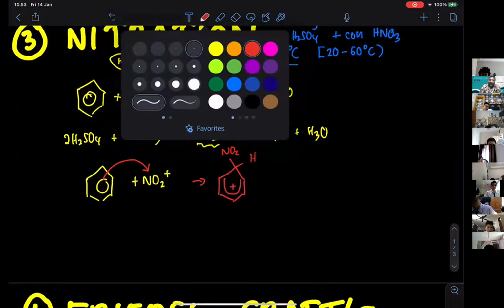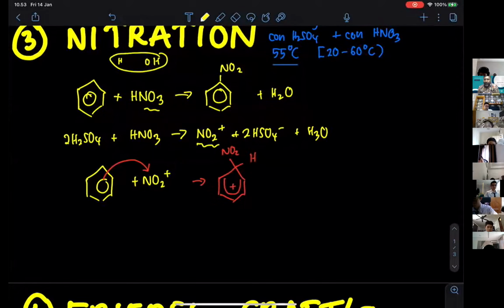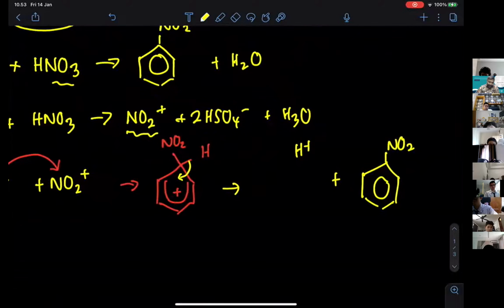So what happens is the 2 electrons need to come back, so they take from the hydrogen. So heterolytic fission will happen. The hydrogen will be left as H+, and this is going to give you the nitrobenzene, so you'll have NO2 over there. As usual, this H+ can join with this and give you H2SO4.